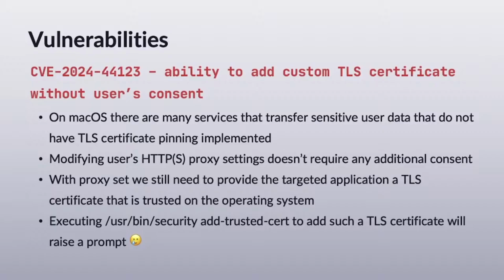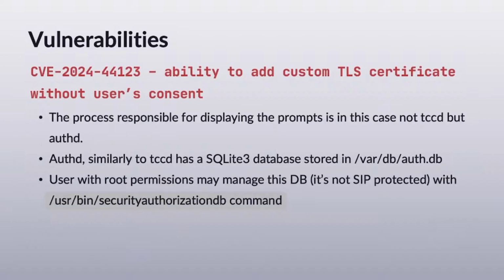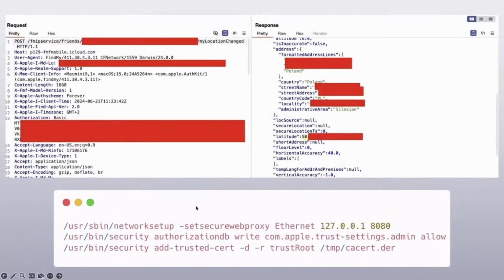consent. The only consent a user must grant while setting an HTTPS proxy is adding a trusted TLS certificate. But that is really easy to bypass, because there is a security authorizationdb command with which we can change the behavior of the authorization prompt. So if we have root permissions, we can change it so there will be no prompt asking us to add a trusted TLS certificate. So the whole exploit is tweetable. This is all the exploit.